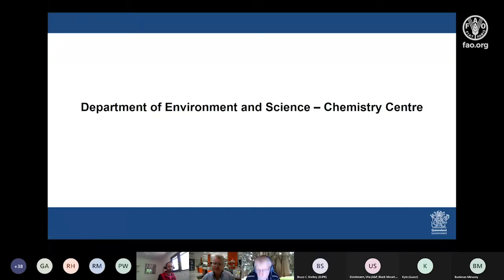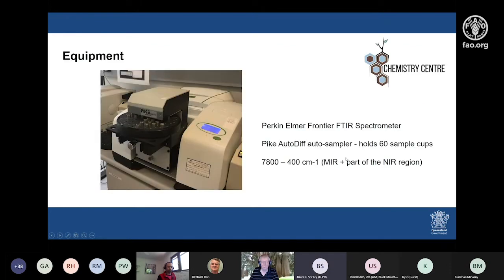Yep. Good. Okay, so I'm going to describe how we do the MIR predictions in the Chemistry Centre in the Department of Environment and Science in Queensland Government. Our equipment is a Perkin Elmer Frontier FTIR spectrometer. It's equipped with a Pike auto sampler, which holds about 60 sample cups, and it reads between 7,800 to 400 wave numbers, which is the MIR and part of the NIR, but we use the MIR region.